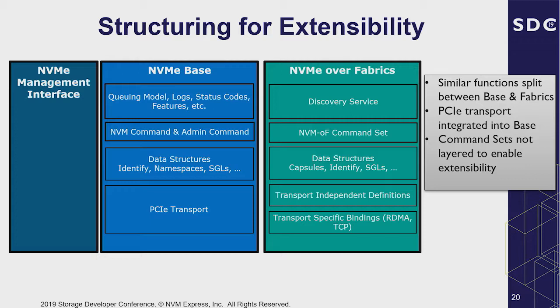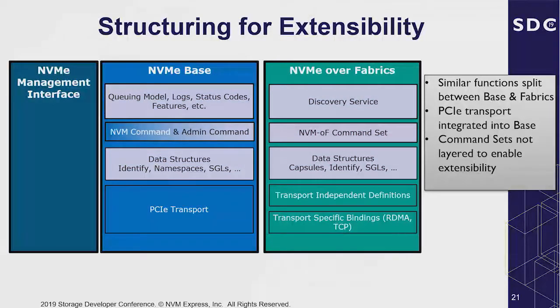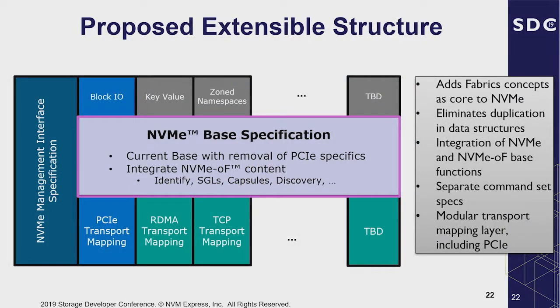So what we're looking to do is saying, okay, which one of these actually is the same and which one of these is not? So we've gone through and said, look, we need to have a discovery service for both. We need to have a queuing model, the logs, and the status codes for both. We need to have admin commands for both, but we don't necessarily need to have the NVM command set for both. That's only going to be on the base side. And so on and so forth. So if we take these things in pink and we start to put those things together, then we really have a core set of NVMe.